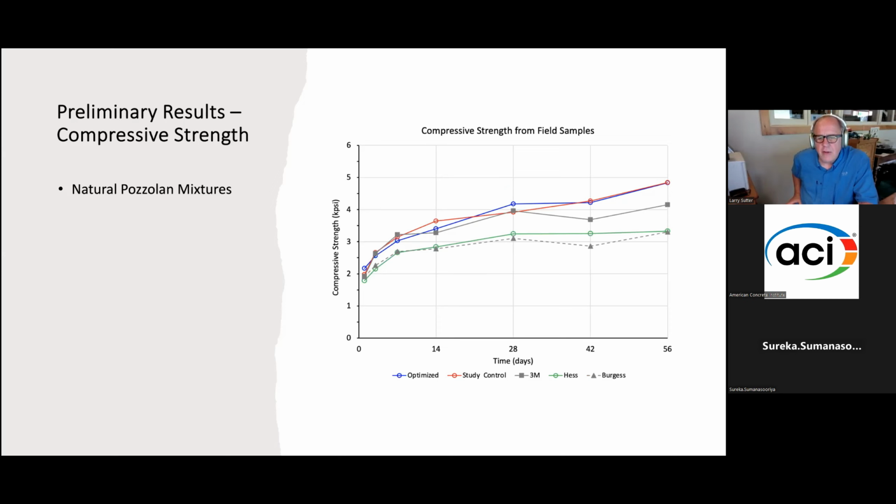The natural pozzolan mixes are shown here. On all these plots, I'm going to show you the optimized and the study control. The blue circle and the red circle will be on all these. The blue is optimized, the red is study control. Because I want you just to keep in your head, A, what the controls were, but also B, what did the optimized mix do? Again, the optimized mix, we just simply took out 70 pounds of cementitious material. And so we have the 3 natural pozzolans here, and they're all respectable. They're all in the same ballpark, basically, in terms of compressive strength.